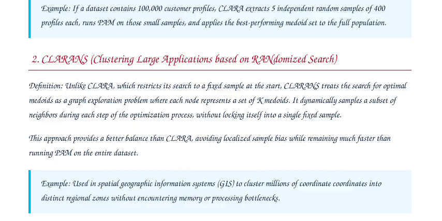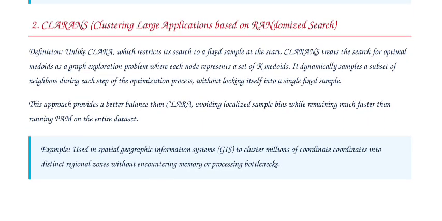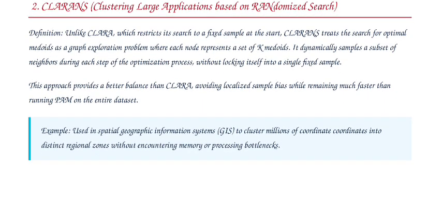CLARANS stands for Clustering Large Applications based on Randomized Search. Unlike CLARA, which restricts its search to a fixed sample at the start, CLARANS treats the search for optimal medoids as a graph exploration problem, where each node represents a set of k medoids. It dynamically samples a subset of neighbors during each step of the optimization process, without locking itself into a single fixed sample. This approach provides a better balance than CLARA, avoiding localized sample bias while remaining much faster than running PAM on the entire dataset.